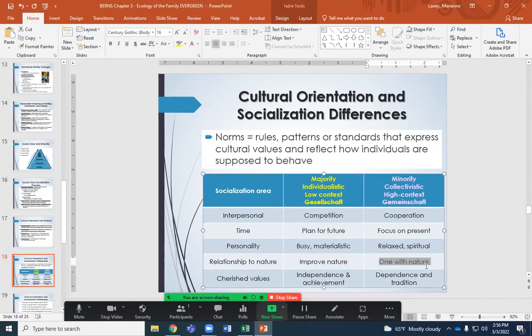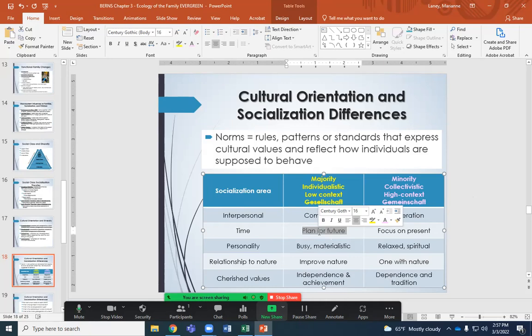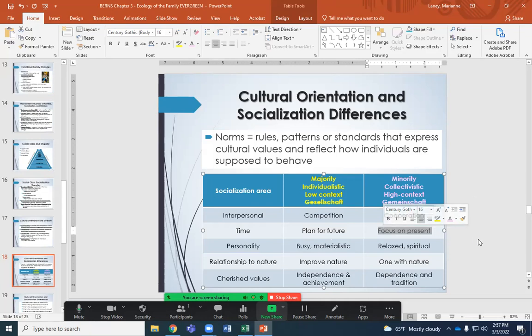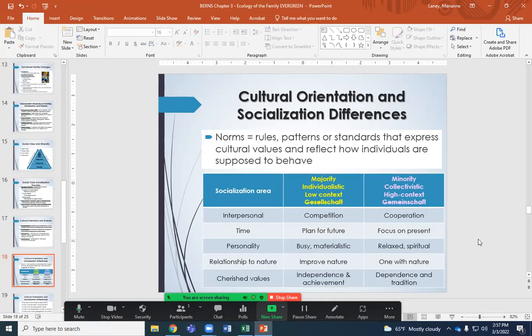And then the more collectivistic is like, no, we're one with nature. There are seasons and we don't need to divert a river to build something. How about we just build it elsewhere, right? Cherish values, tradition versus achievement. How about time? Better plan for the future. You got to know your major. You got to do all this stuff. Do it now. Or we just focus on the present and just take one step at a time.